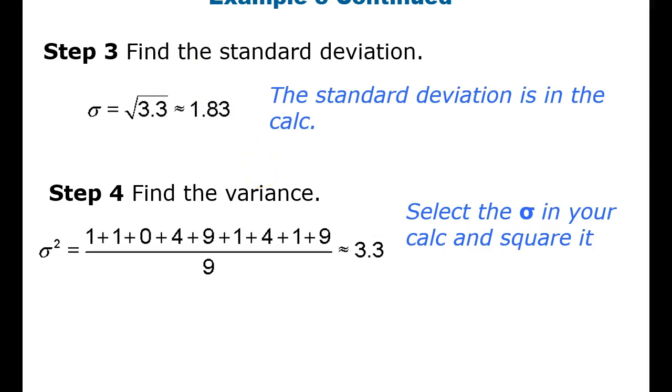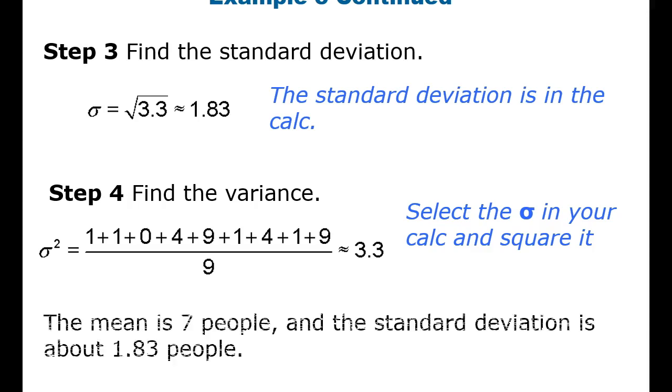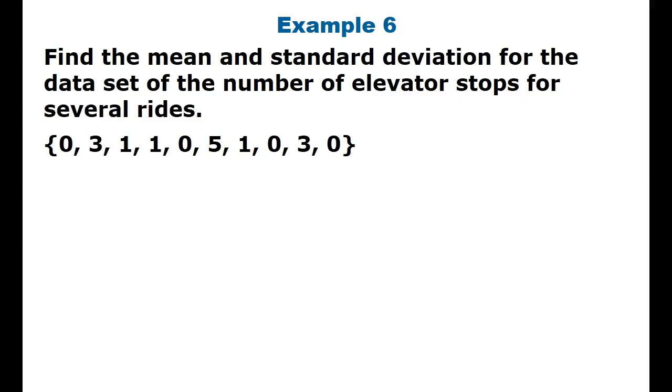When you are using your calculator, you almost do this in the other direction. 1-Var Stats gives you the standard deviation. You'll see a little sigma symbol in there. And you have to square the standard deviation to get the variance. I encourage you to practice that and ask questions if you have questions. So here the mean is 7 people, and the standard deviation, or the average distance from the mean, is about 1.83 people. Try this one on your own, see how you do.